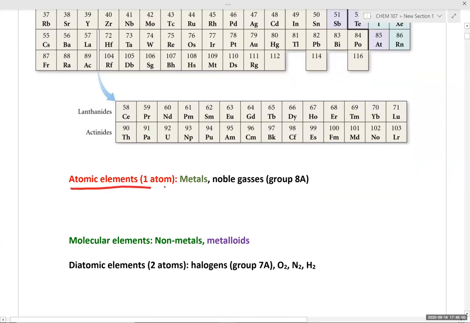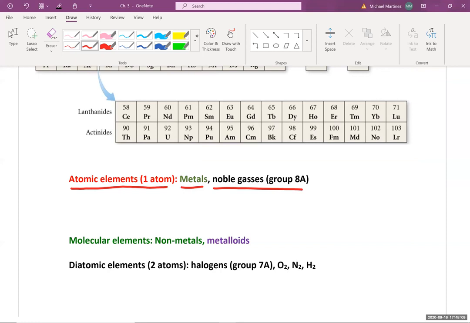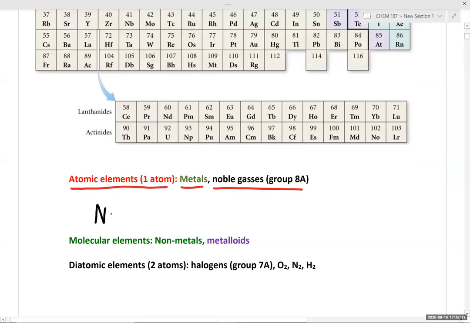So our atomic elements, as we discussed from chapter 1, are primarily metals and noble gases. Atomic elements have formulas with just a single atom. So for example, sodium, which is a metal, has a formula of Na solid, just one atom in the formula. Likewise, helium, which is a noble gas, also exists as an atomic species where we have one atom in the formula. Does this make sense to everyone? Does this look like review from our section where we talked about formulas?